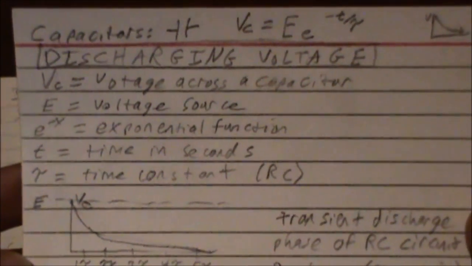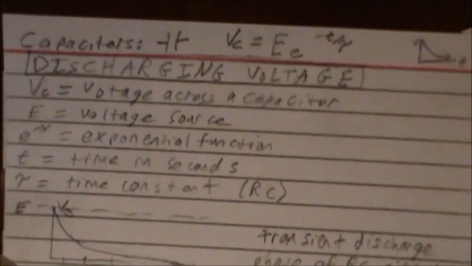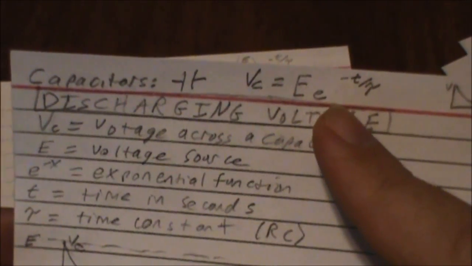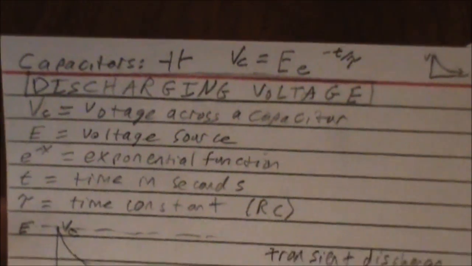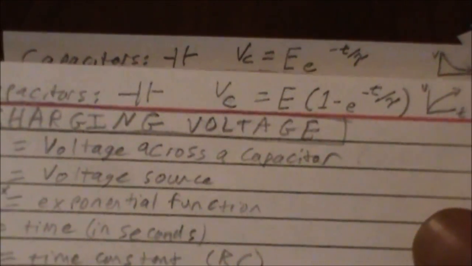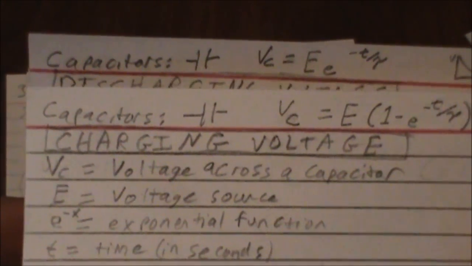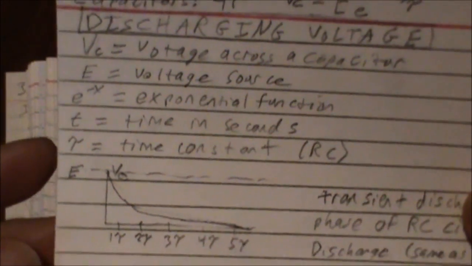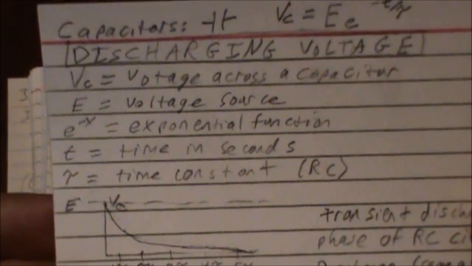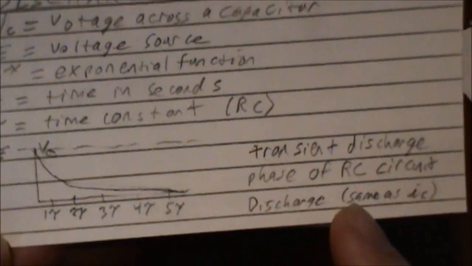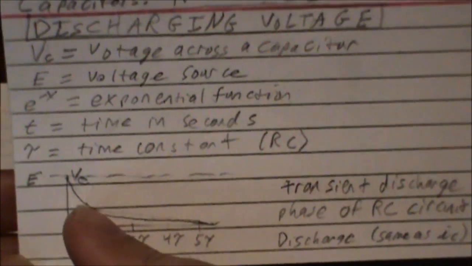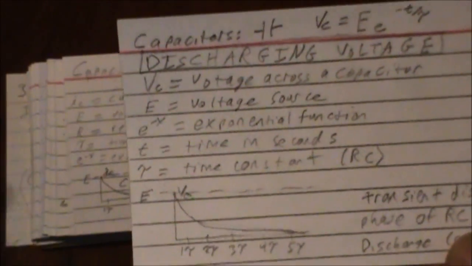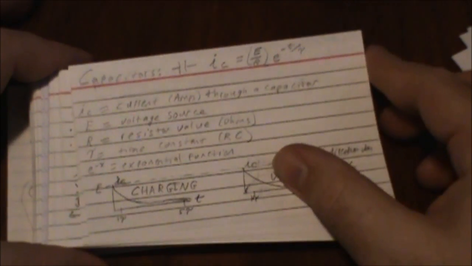Discharging voltage, as we see when we compare the graph, is just E, the voltage supply, times the exponential function of minus t over tau, as opposed to 1 minus when we're charging. We're not subtracting from 1. So it happens in about the same amount of time. So, as we see, here's our slope. It's negative, and it's very similar to inductors.